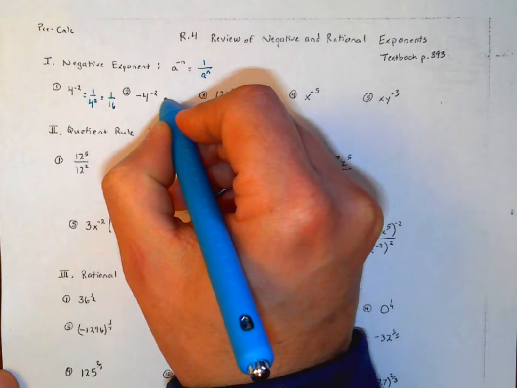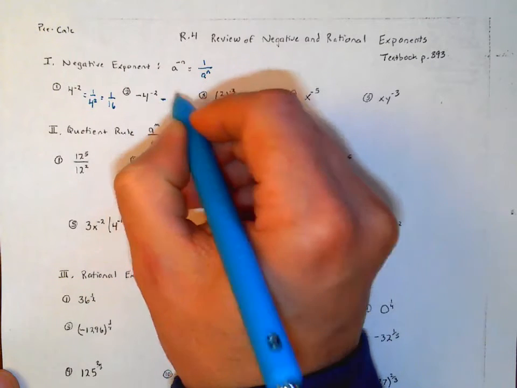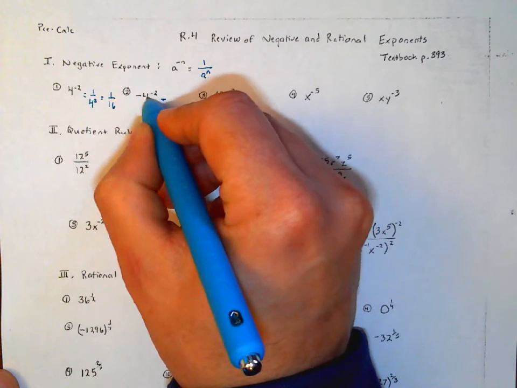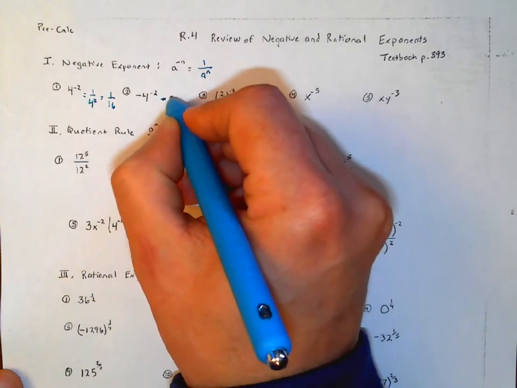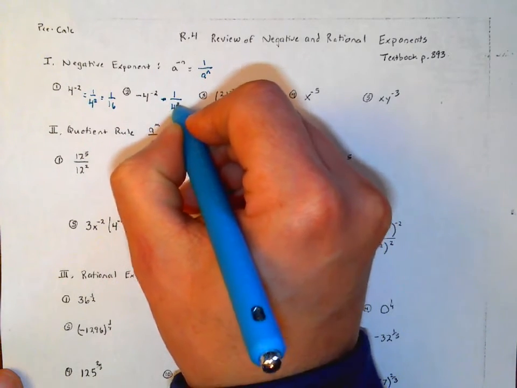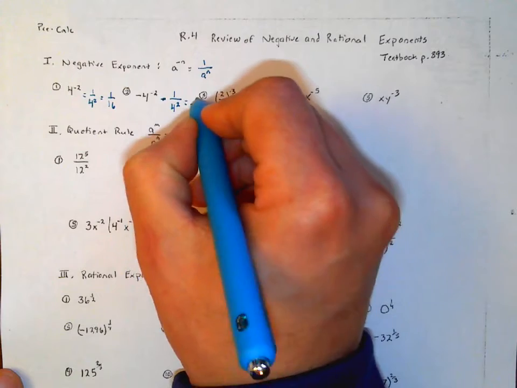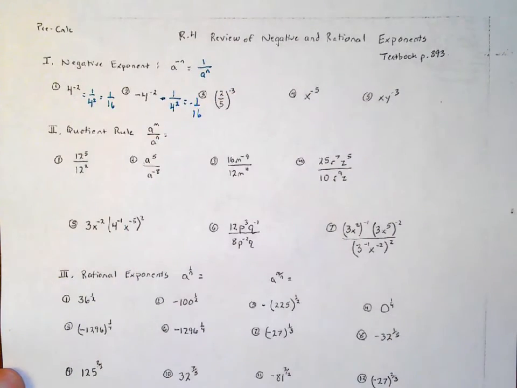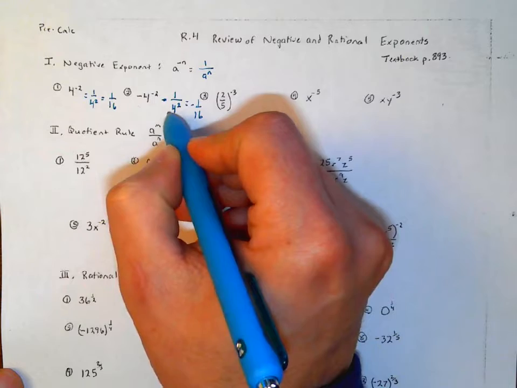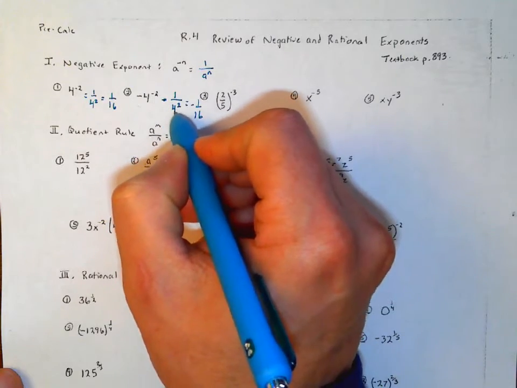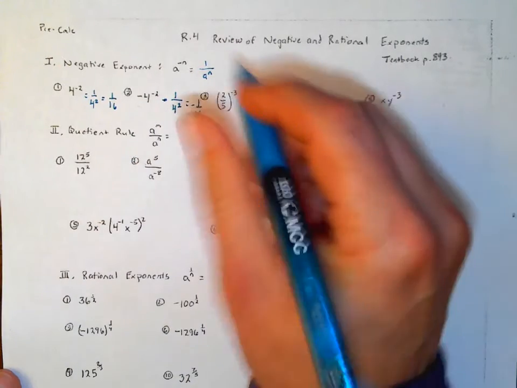This here would be a negative, so this is raised to that power, not the actual negative part. Okay, so the negative stays there, and then we would say this is 1 over 4 to the second. So this gives us negative 1 over 16. Now, if I had this in parentheses, then I would take the negative down here with it. Okay, so see that difference there. Okay, number 3.